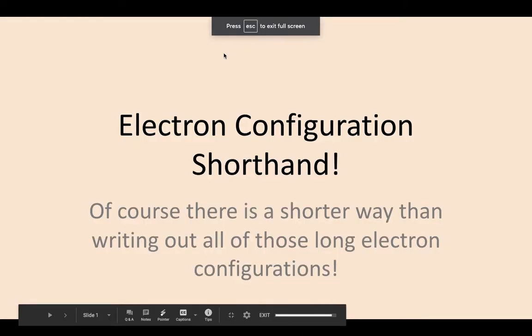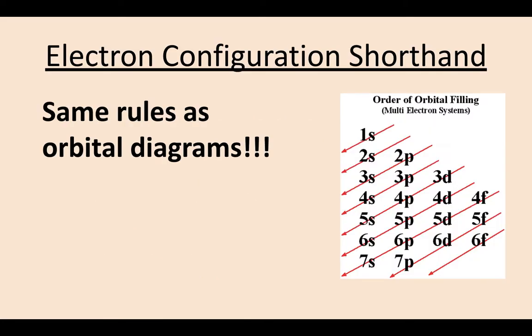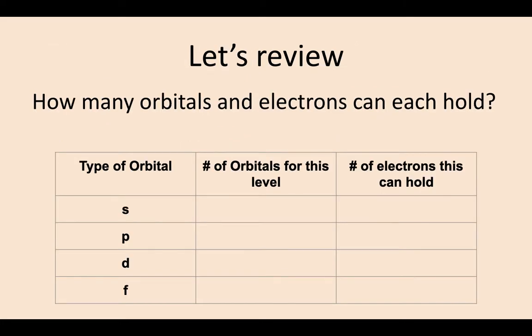All right, so today we're going to talk about electron configuration shorthand. Of course, there is a shorter way to write this all out than with those long electron configurations. Especially if you have mercury, number 80, they get to be very long. There has to be a shorter way. Of course there is, so we're going to figure that out today. We're still going to use the same rules as the orbital diagram. Those are not changing. You have to finish the smaller ones before you move up on the chart, okay?